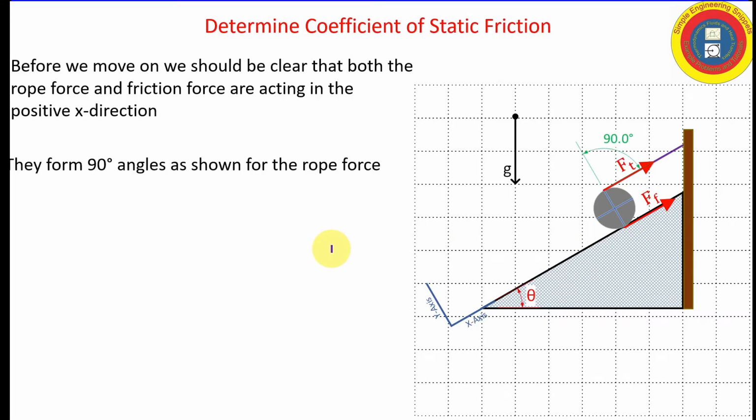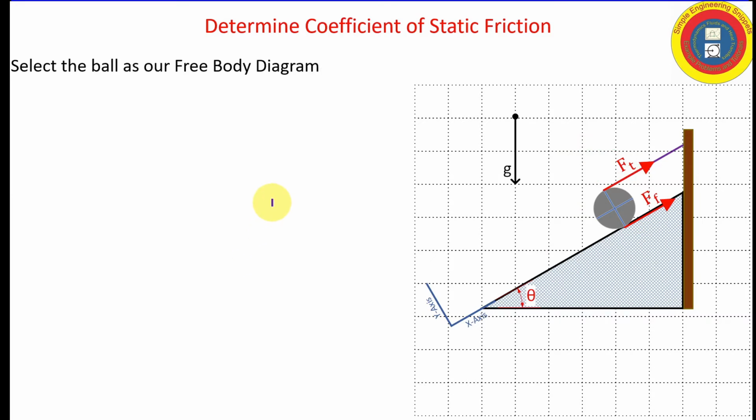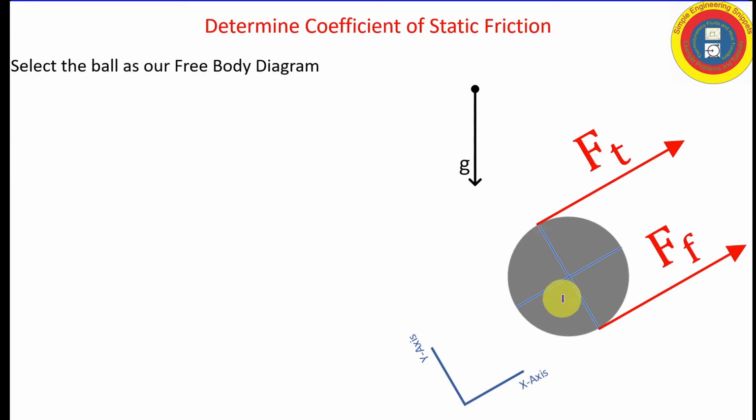Okay, before we move on, we're going to clean this up a bit, but I want to make it clear that both the frictional force and the force due to the rope are at 90 degrees with the y-axis. And that's just going to make it, when we take our moments, that much cleaner. Okay, so let's clean this up a bit and select our ball as the free body diagram with our two identified forces shown and the direction of gravity and our coordinate system.